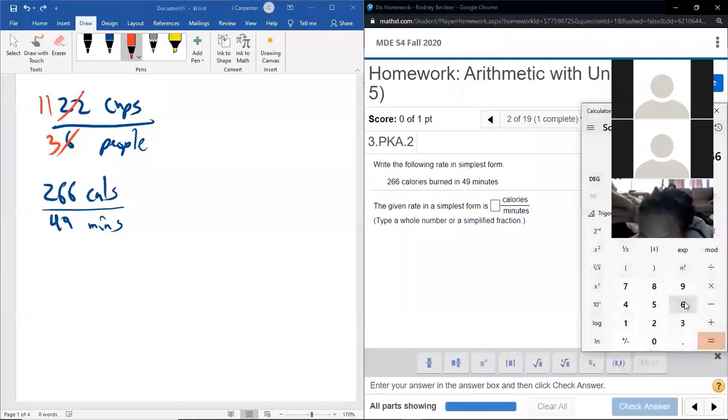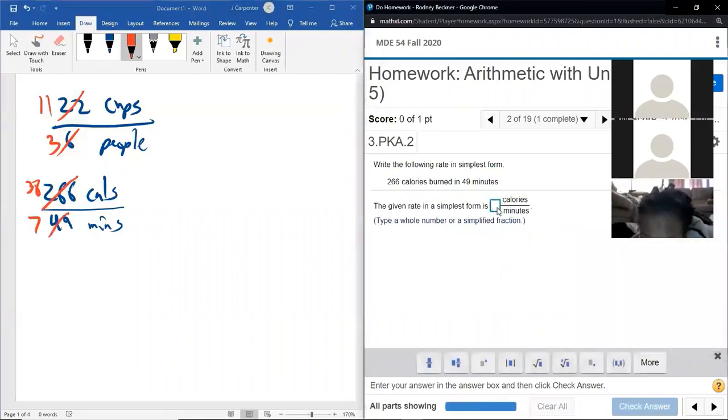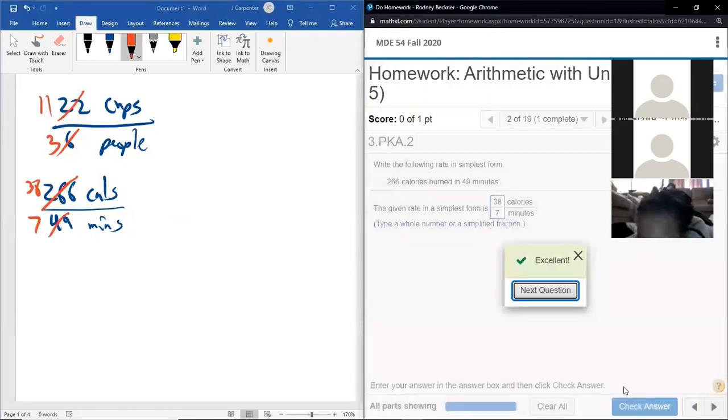So let's just try it out. 266 divided by 7. And look at that. It goes in 38 times. So 7 goes into 266 38 times, and 7 goes into 49 7 times. There's definitely no number that goes into both 7 and 38, so it'd be 38 over 7 calories per minute, or 38 calories every 7 minutes. 38 slash for the division, 7, and we got it right.